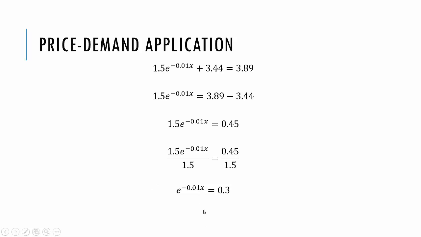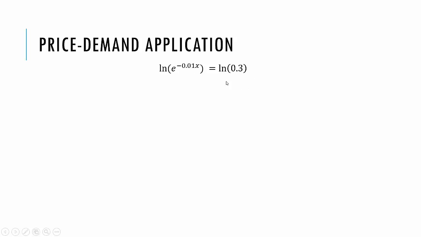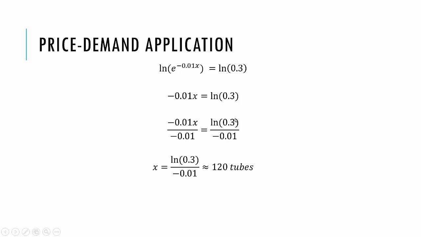I'm hearing crickets. Is that a no? So remember, if you have an e, and we talked about exponentials and logs being inverses of each other, I could take the log of both sides, and what happens is this cancels out and this comes down to the bottom. I still have ln of 0.3 over here, which you can put in your calculator, but I'm going to do it at the end. Still solving for x, so I divide both sides by negative 0.01. And then I take all of this and plug it into my calculator, and it gives me approximately 120 tubes.